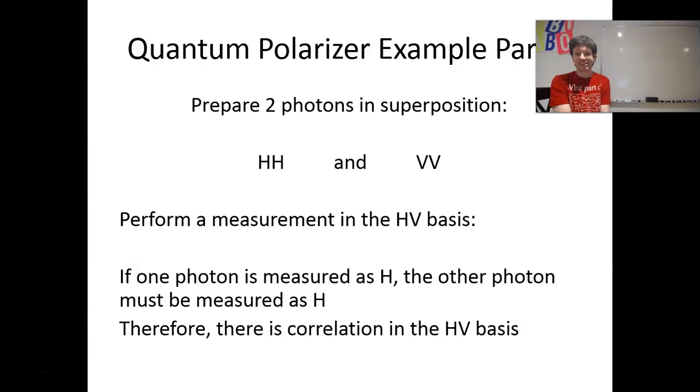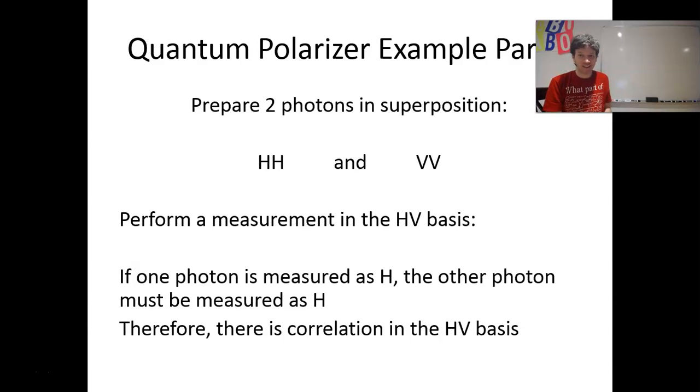Let's look at this in a quantum system. So we're going to prepare two photons, same thing, but instead of making them either both horizontal or both vertical, we're going to make them both. We're going to put them in a state of superposition. So these photons are both horizontally and vertically polarized. Now, if you make a measurement in the HV basis, again, similar to the classical state, it's 100% chance going to be one or the other. And so we have a correlation here.